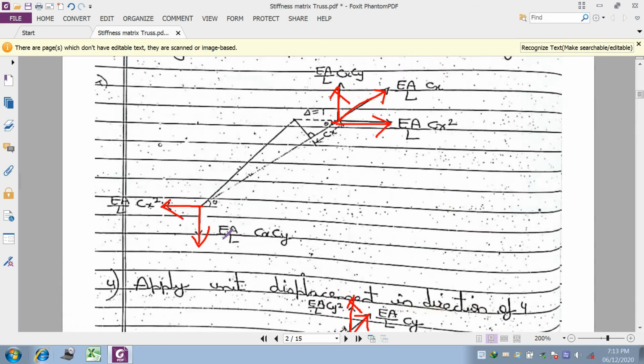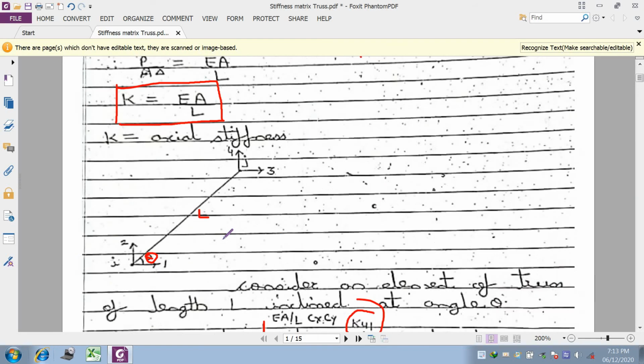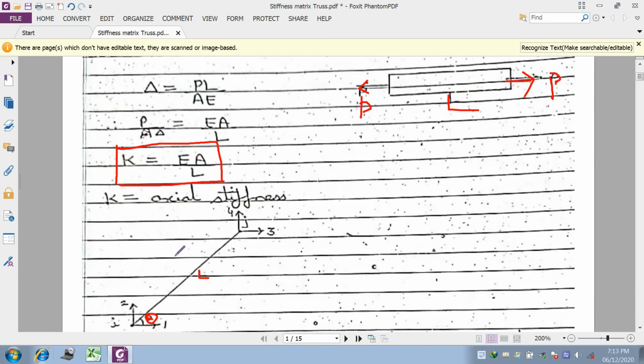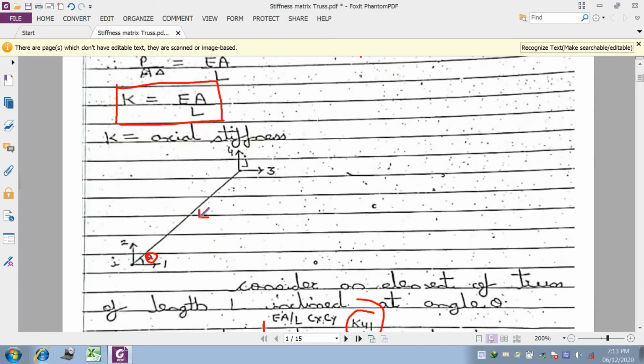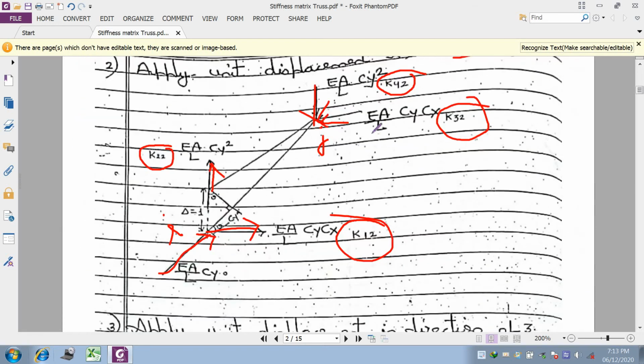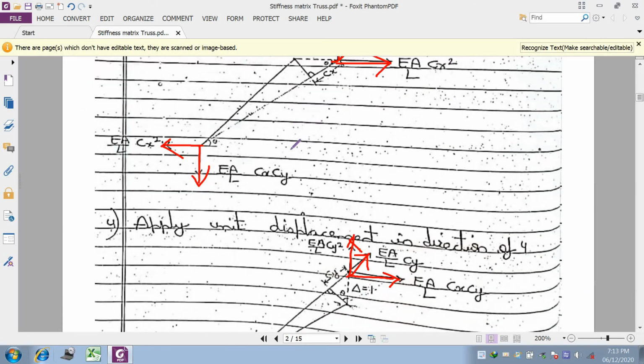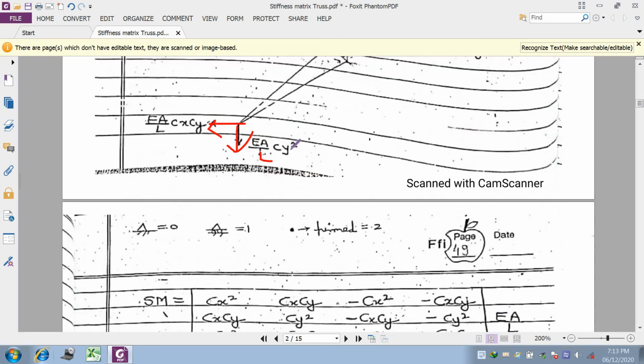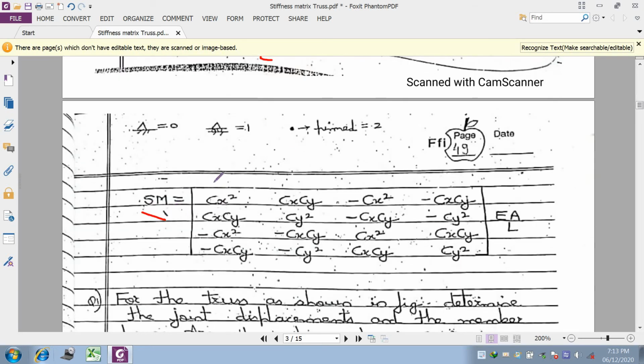So what is the meaning of that? You have to apply the unit displacement in all the corresponding points, and you will get the respective nodal forces for each displacement. After applying the displacement in each direction, you will get this final stiffness matrix. So here you can write 1 2 3 4, and here also 1 2 3 4. Now carefully you have to see the 1 1 term of this stiffness matrix.